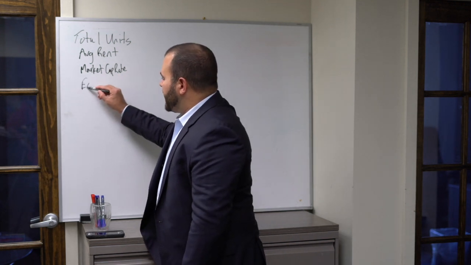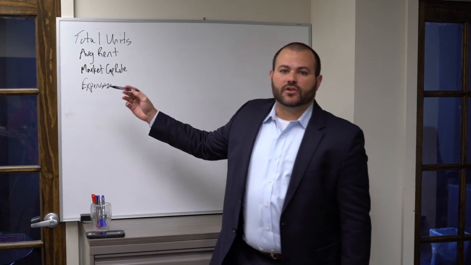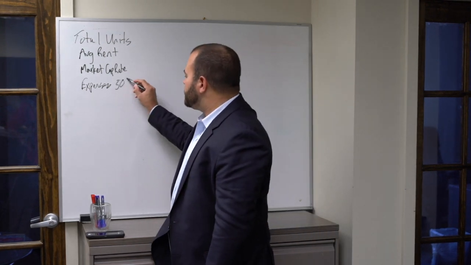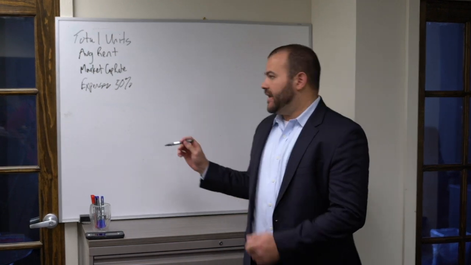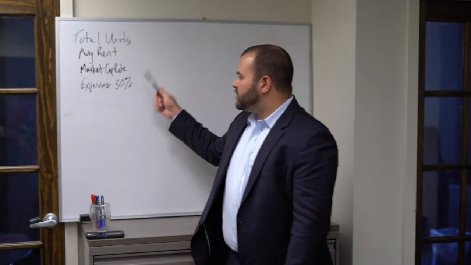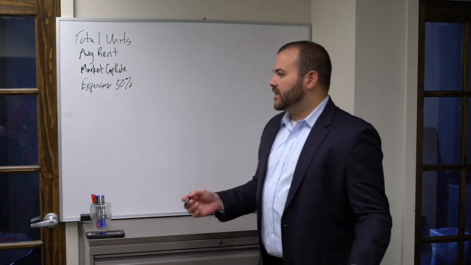Expenses, you don't need actual expenses. You just need expenses, quick and dirty. We use 50%. So expense ratio, 50%, you're going to need that number. Total units, average rent, market cap, expenses. That's really it.